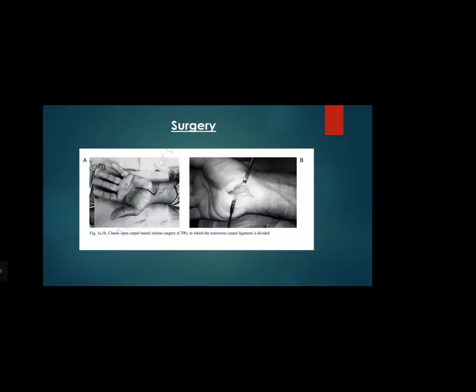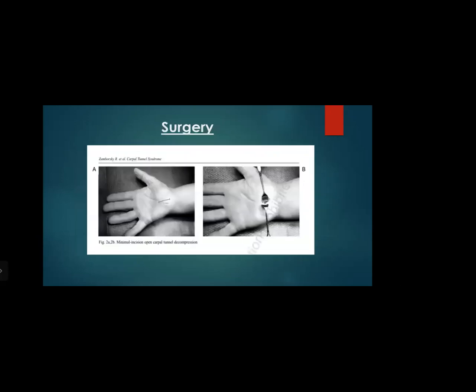Then another method is surgery. So in this case, we can see the classic carpal tunnel syndrome surgery in which the transverse carpal ligament is divided. And the second case is also a case of surgery. This is minimal incision open carpal tunnel syndrome decompression. So that is how it is done by surgery.